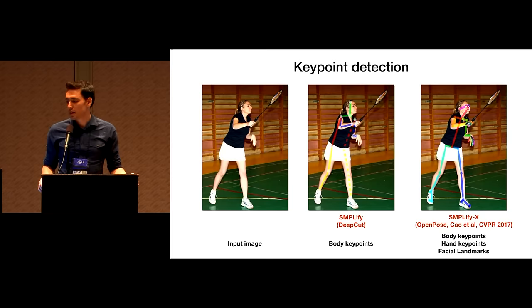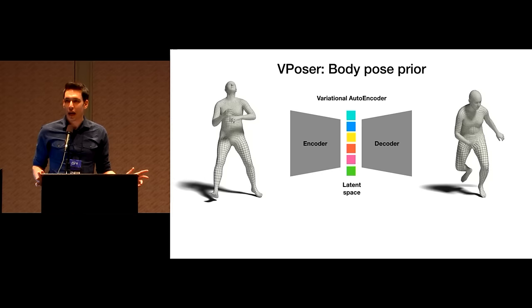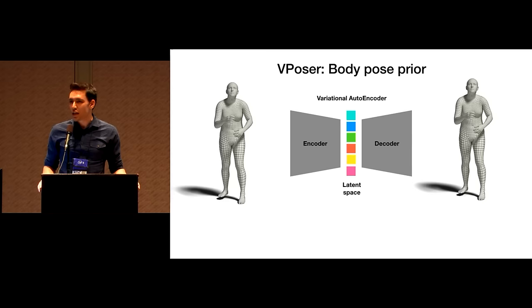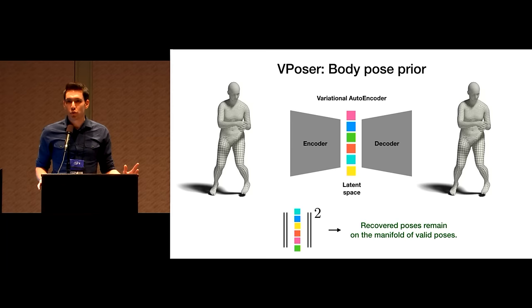Moreover, we use a better body pose prior, which we learn from millions of body pose examples. Our prior is based on a neural network, and more specifically, a variational autoencoder. The latent representation of this VAE is a low-dimensional space of valid body poses. At test time, we optimize over this latent space, and we use a quadratic penalty on the latent representation, which encourages the recovered poses to remain on the manifold of valid poses.